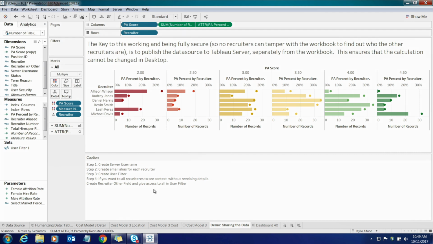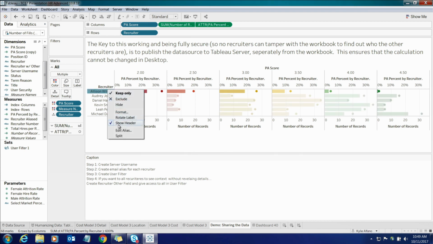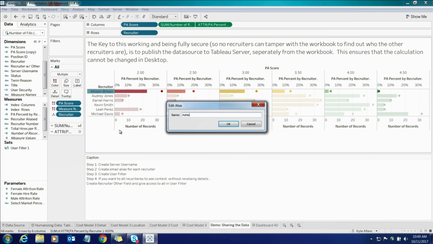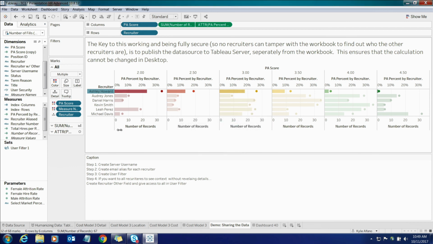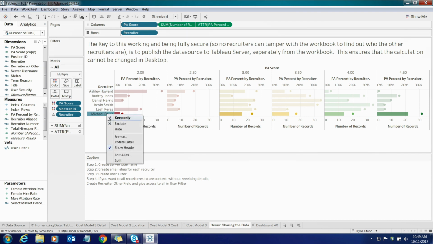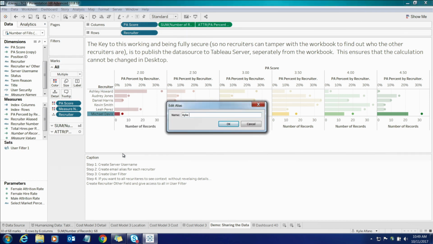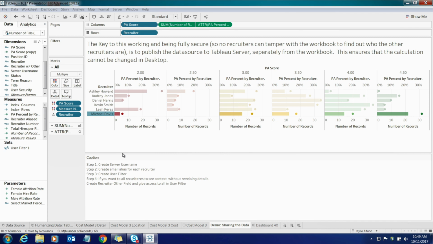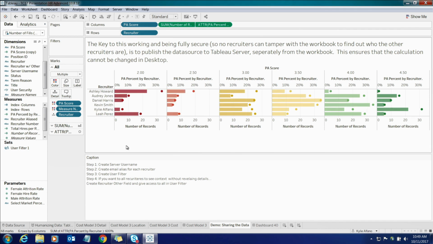So in this example, we have the 6 recruiters here, but the 6 recruiters aren't actually people at Tableau. So in order to do this demo, I actually have to make 2 of them actual Tableau users. So I'm going to change Allison to Ashley Howard. She's aware that I'm using her name for this demo. And I'm going to make Michael, who's the top performer, myself. All right, so I changed those 2 usernames. You'll notice here that I'm signed in as myself. I'm going to switch to Ashley partway through this demo.